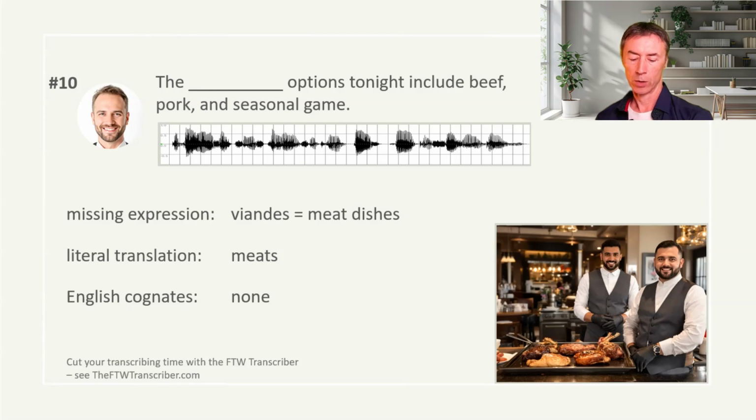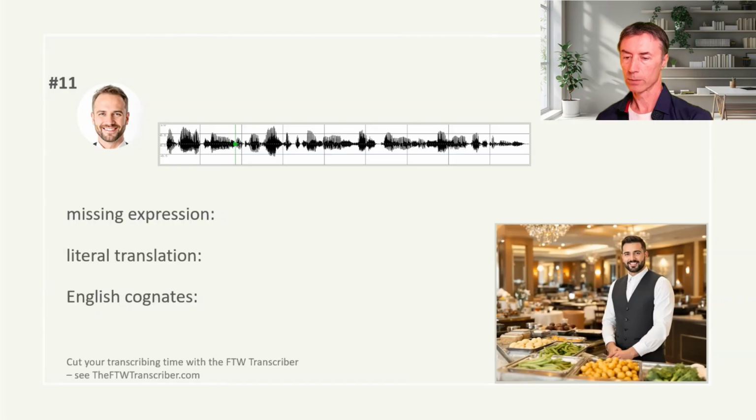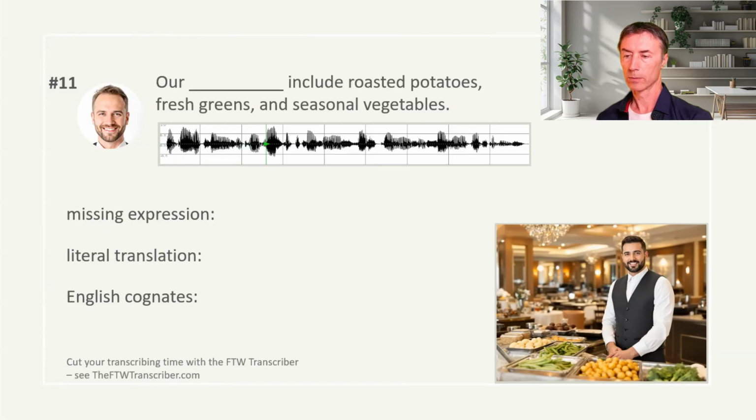Number 11. What's the French word or phrase in this sentence? Our garnitures include roasted potatoes, fresh greens, and seasonal vegetables. Let's put the sentence on the screen and have that again. Our garnitures include roasted potatoes, fresh greens, and seasonal vegetables.